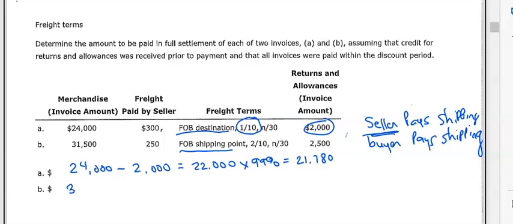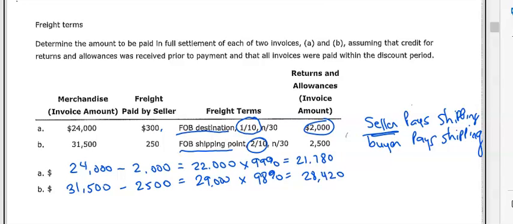So our invoice amount is $31,500, but we didn't keep all that. We sent back some of that inventory. And so we're going to reduce our inventory by the amount that we didn't keep. So $31,500 minus $2,500 is equal to $29,000. Here, they offered us a 2% discount if we paid within 10 days, and we did. So we're not going to pay 100%, we're going to pay 100 minus the 2% discount. So that's 98%, or 0.98. So 29,000 times 0.98 is 28,420.